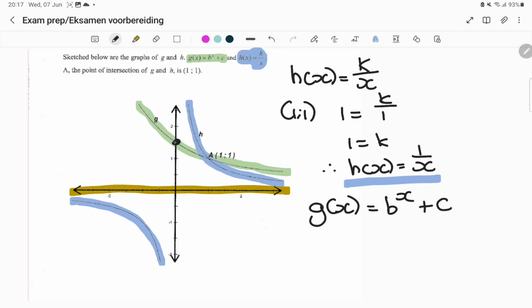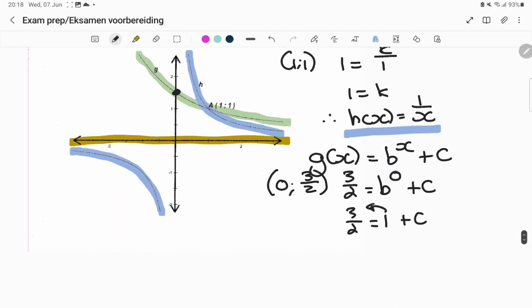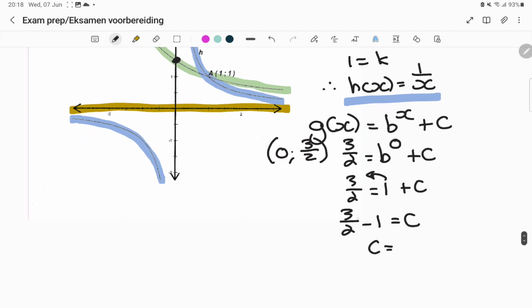Alright, so let's put in the y-intercept first. Between 1 and 2, I have 1.5, so it will be the point (0; 1.5). And then 1.5 we can also write as 3 over 2. So we're substituting that in, so I have 3 over 2 equals b to the power of 0 plus c. Now anything to the power of 0 always becomes 1, and then I have my plus c, so I'm taking over the 1, it becomes negative 1, so 3 over 2 minus 1 equals c, and if I calculate that, 3 over 2 minus 1 is a half.